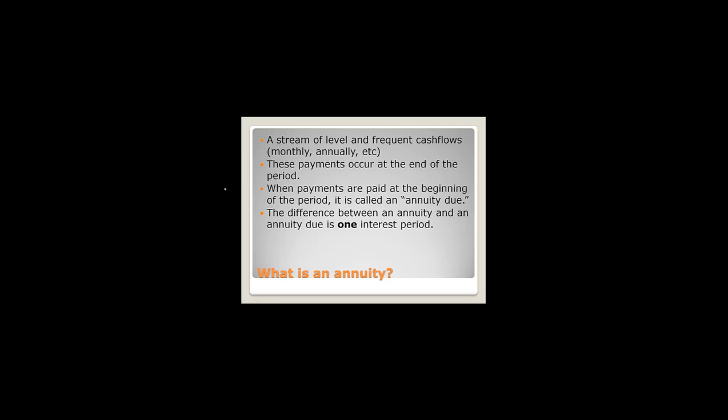How do I remember the difference between an annuity and annuity due? Quite simple. If you've got to pay rent, when is the rent due? It's due on the 1st. So an annuity due, the payment's made on the 1st, as opposed to an ordinary annuity, which is made at the end of the month. So technically, from a time value of money perspective, the difference between an annuity and an annuity due is 1 interest period.